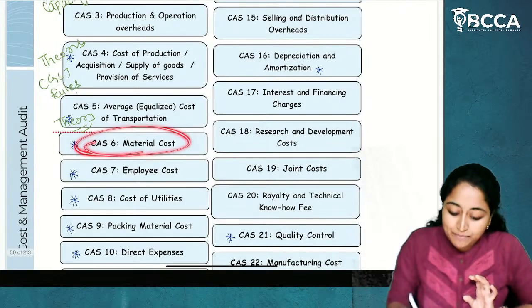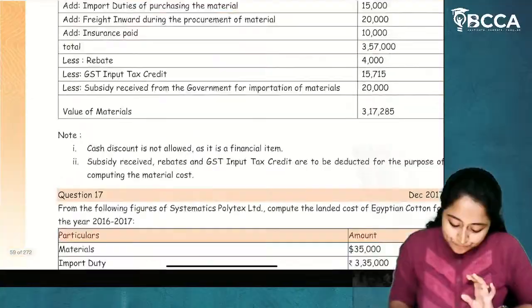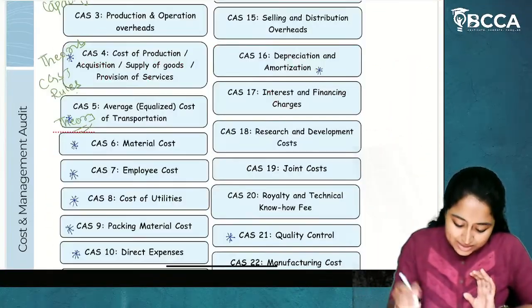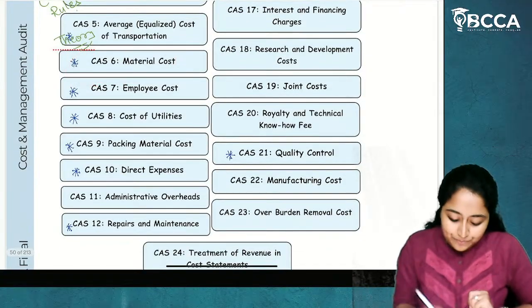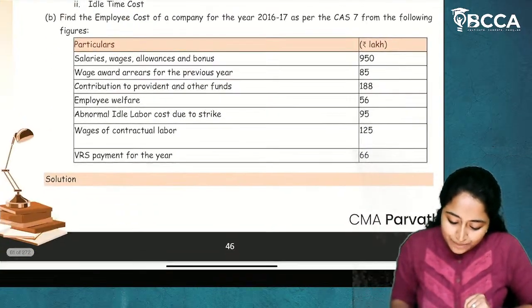From CAS 6, material cost, most probably only practical questions will be tested. So, only practical questions are there from CAS 6. You need not see CAS 6 for theory. CAS 7, employee cost, is also most probably practical. CAS 8, cost of utilities, is also practical.